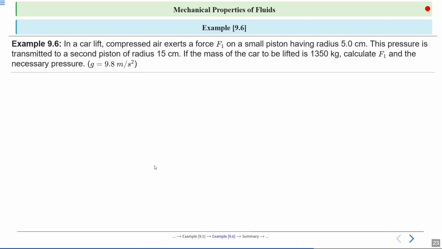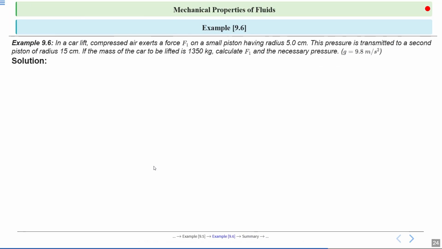In a car lift, compressed air exerts a force F1 on a small piston having radius 5.0 centimeter. This pressure is transmitted to a second piston of radius 15 centimeter. If the mass of the car to be lifted is 1350 kg, calculate F1 and the necessary pressure. Let's see the solution.